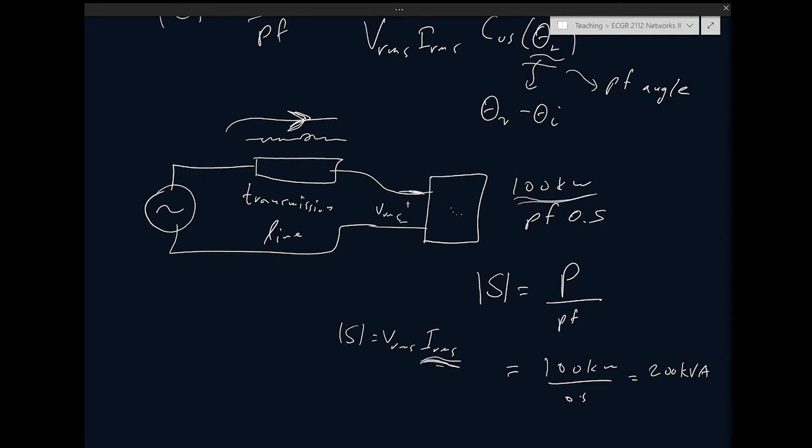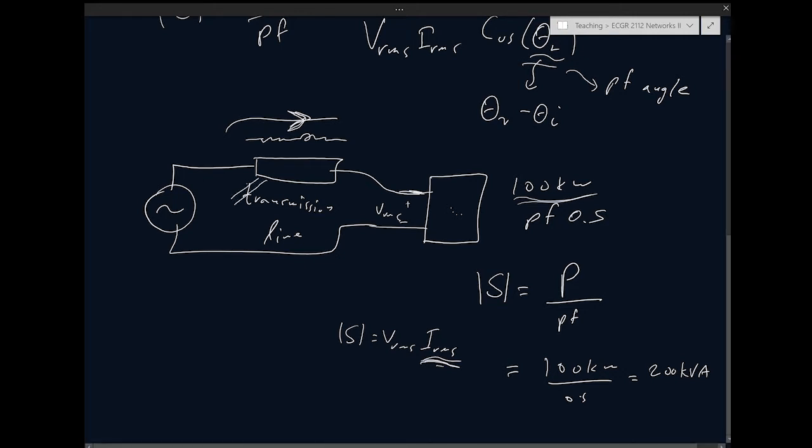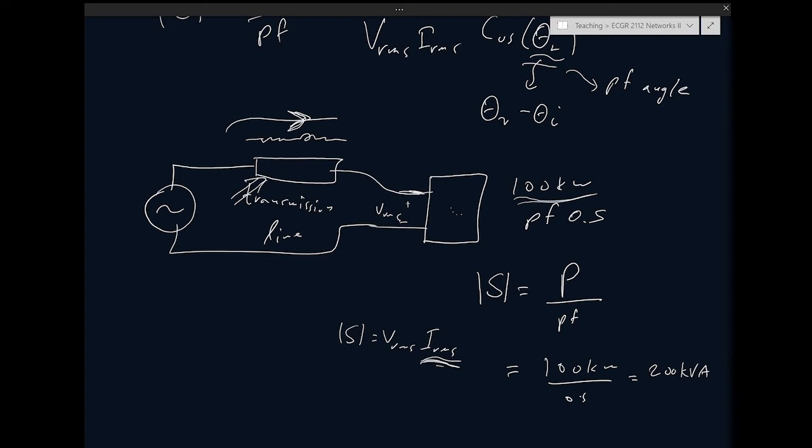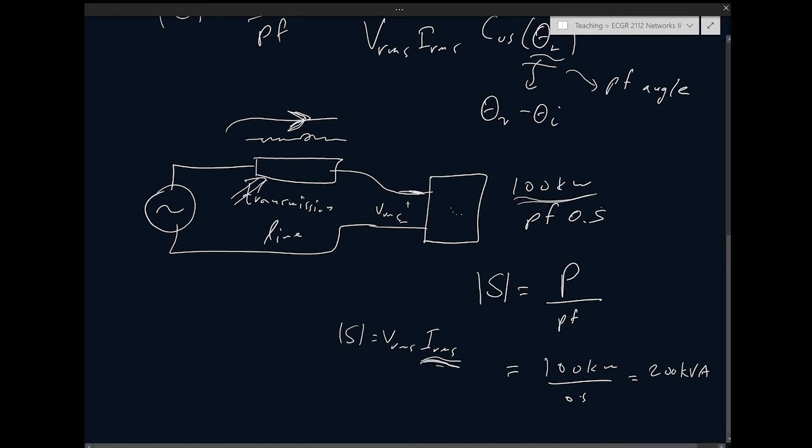So the utility has to invest money in reducing the resistance, or the impedance, of the transmission line. They have to make the conductors bigger, wider and heavier with a larger cross-sectional area, and so on and so forth. So they have to add more expense, right? While if the power factor is improved, 0.9 for example, or close to 1, the kVA goes down, the IRMS goes down, the losses in the transmission line go down.